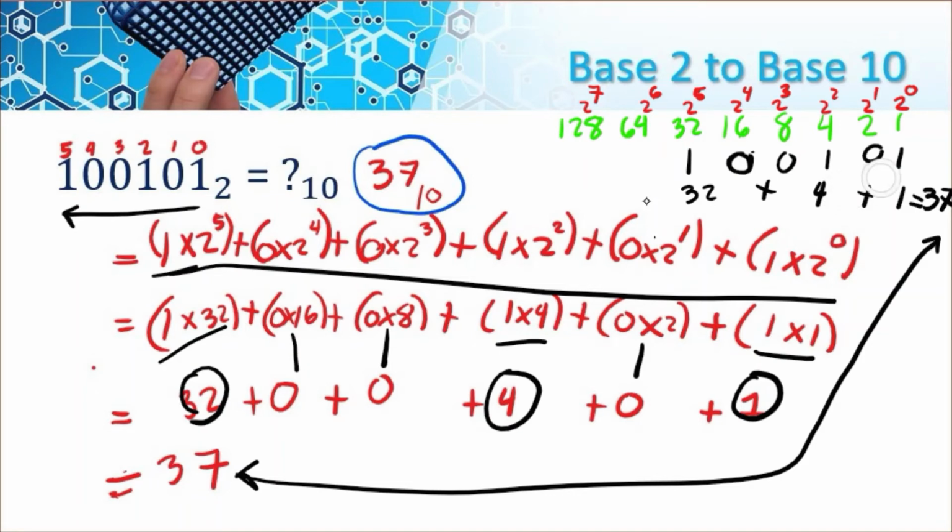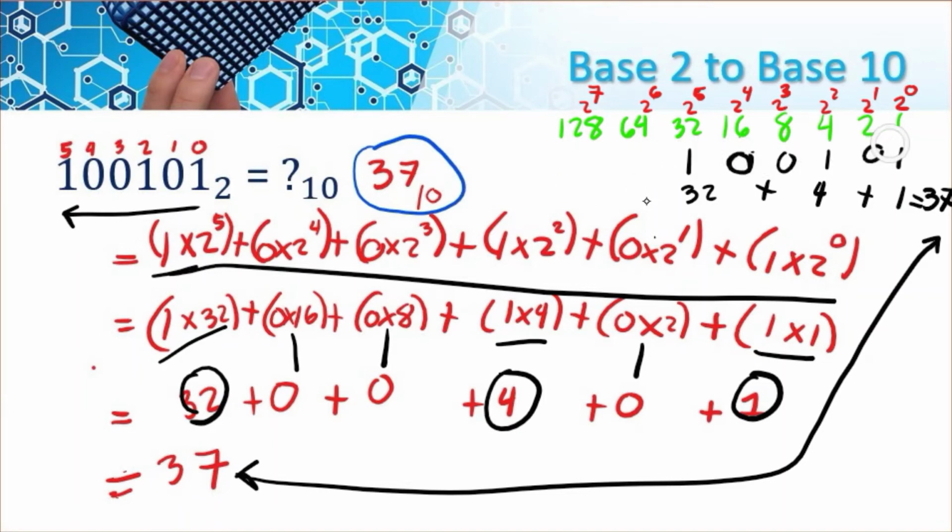Then we put the binary from left to right. Then all the ones are the only ones we add. Those with 0 we no longer include, because 0 times 16 is equal to 0, 0 times 8 is equal to 0, then 0 times 2 is equal to 0. It's the same here: 0 times 2, 0 times 8, and 0 times 16, which is 0. So we no longer include them. Did you get that? Okay. Next question.